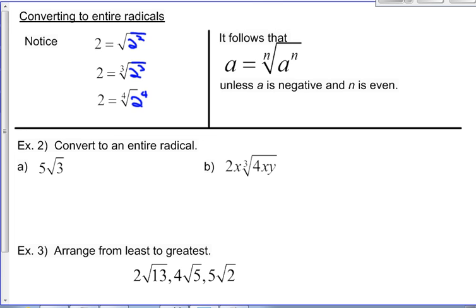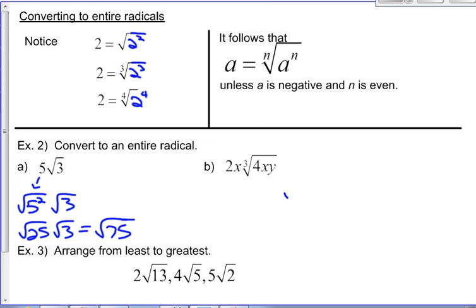Let's convert to an entire radical. We've got 5 root 3. I can rewrite 5 as the square root of 5 squared. Okay, now I've got only radicals I'm dealing with. So those are opposite operations, square rooting and squaring. Gives me root 25 times root 3, or root 75. And if you notice, that's the exact same question we started off with, just in reverse.